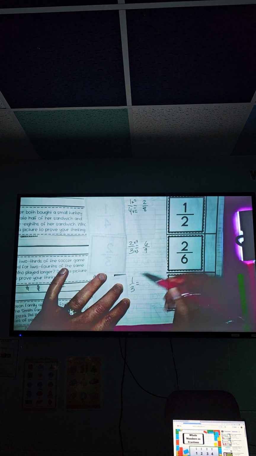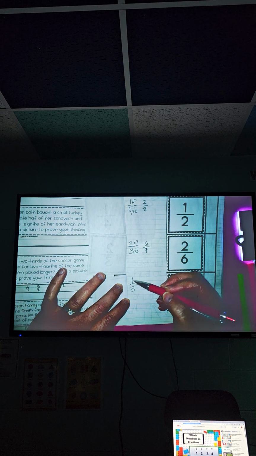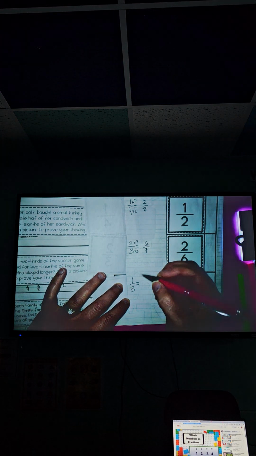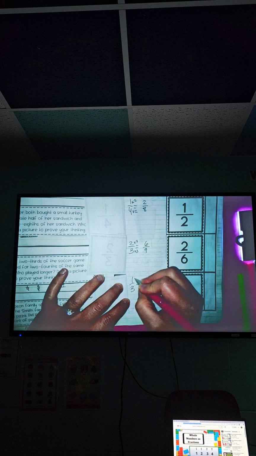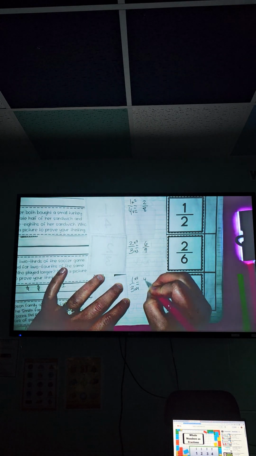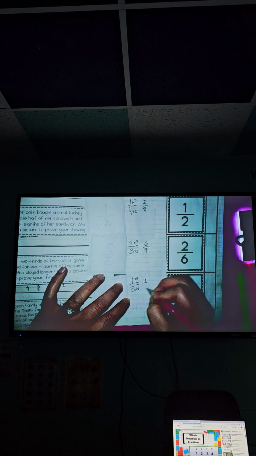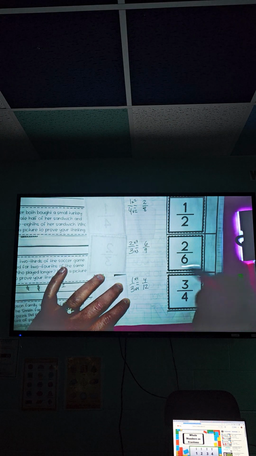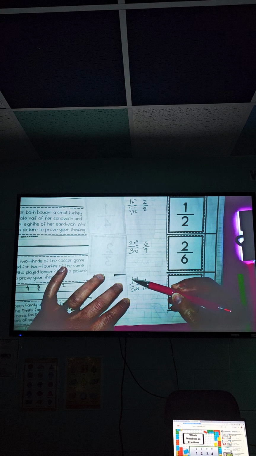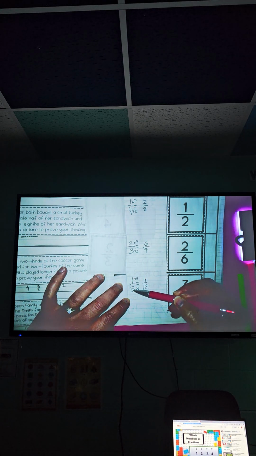One-third. 1 is a unit fraction, so that is the simplest term. It cannot go any lower. So let's multiply by 4. 1 times 4 is 4. 3 times 4 is 12. And we can check ourselves. 4 divided by 4 is 1. 12 divided by 4 is 3.